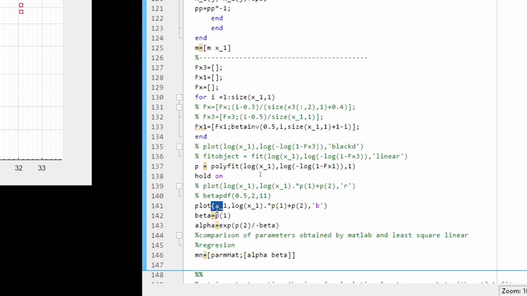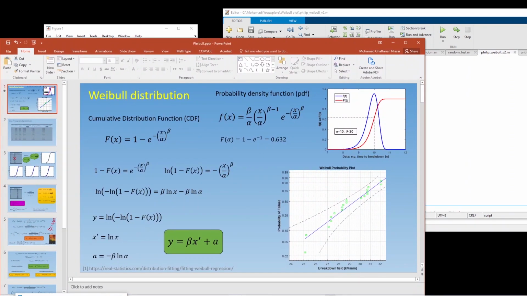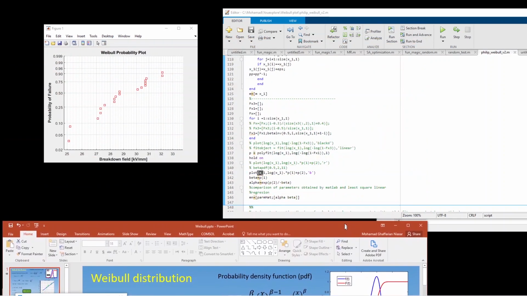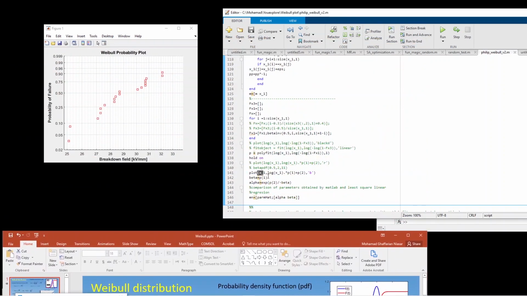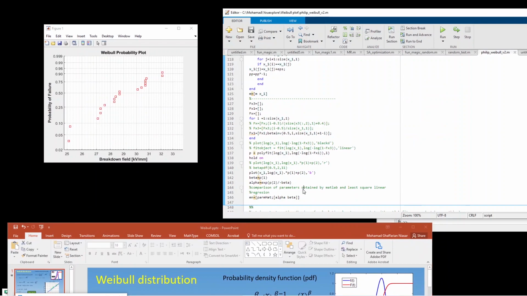Again, let me zoom out. Here you notice that we should plot x prime, which is log of x multiplied by beta plus a. But then I plot only the data, because the axis itself is logarithmic. So data versus log of data multiplied by P1 plus P2. And also using the same equation, for example, P1 is beta and this A is P2. We can also calculate alpha. That is done here.